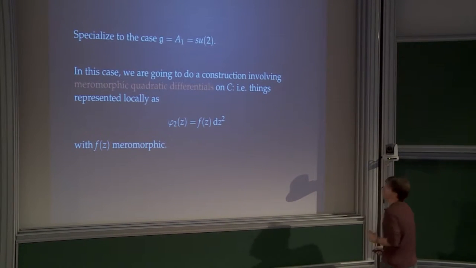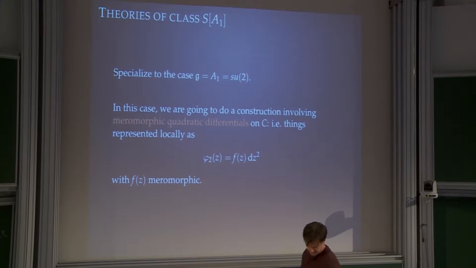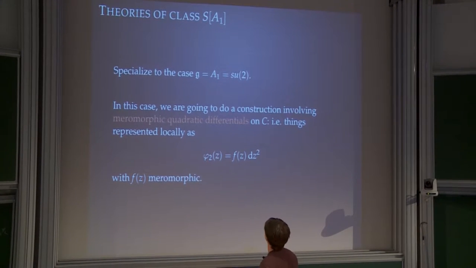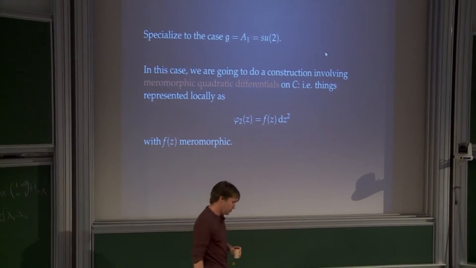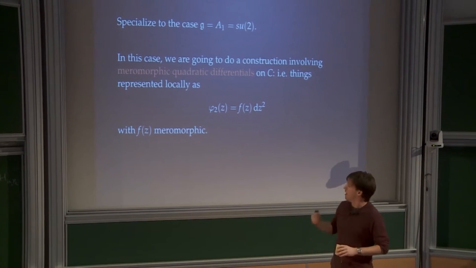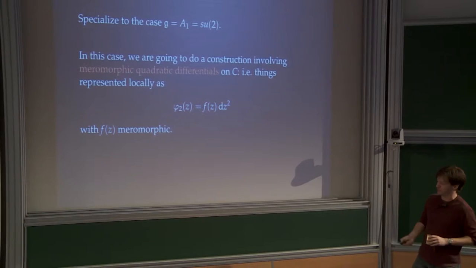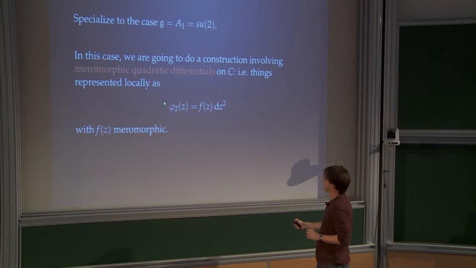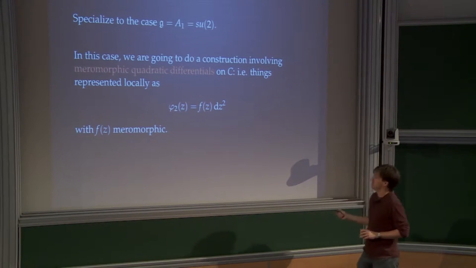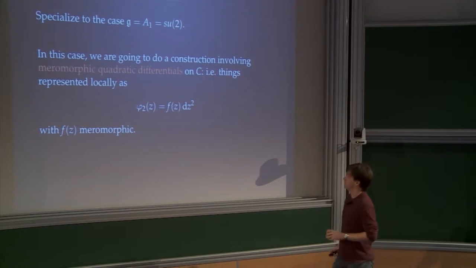Okay, and let me specialize a little further. Let me specialize to the case where the Lie algebra G is A1, in other words, SU2. And so we're going to do a construction, and the construction is going to involve meromorphic quadratic differentials on the curve. So what's a meromorphic quadratic differential? It's just a thing, phi 2 of z, which locally, in terms of some local coordinate z on the curve, is represented just as f of z dz squared, so some meromorphic function times dz squared.